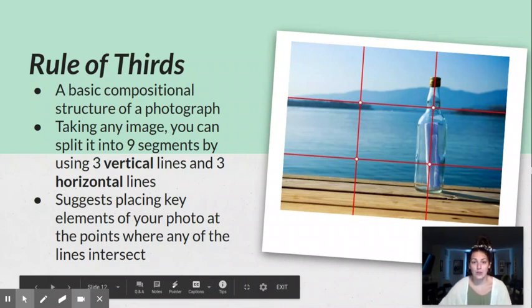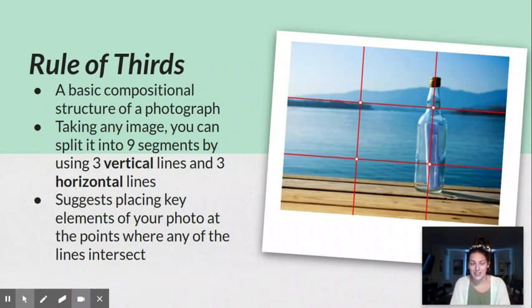The rule of thirds. This might be one of the most important photography techniques. The rule of thirds is a basic compositional structure of a photograph. Taking any image, you can split it into 9 segments by using 3 vertical lines and 3 horizontal lines, like the red lines in this picture. The rule of thirds suggests that you place the key elements of your photo at the points where any of the lines intersect. So in this photo of this bottle here, you can see that the lines intersect where these little white circles are. So the photographer placed the bottle where all of these lines intersect.